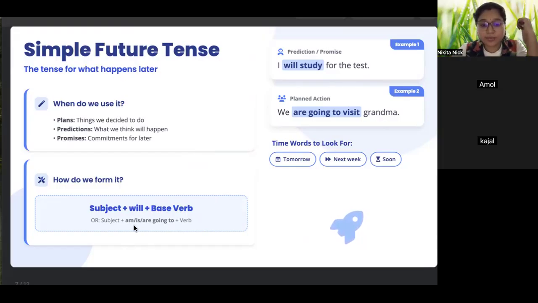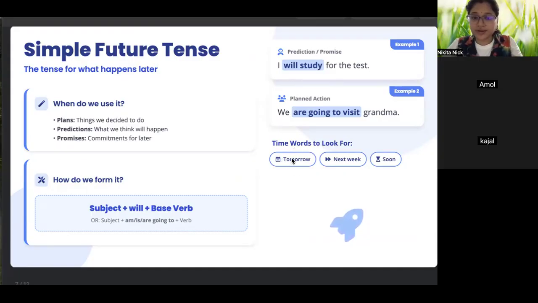We are going to visit grandma. So subject plus am going to plus verb, is going to plus verb, are going to plus verb. Why? Because for I always use am. He, she, it, we use is. And then you, we, they, what we use? Are. Because I'm talking about future. So here they're using going to. So they are going to visit grandma. I am going to visit grandma. She is going to visit grandma. Clear?